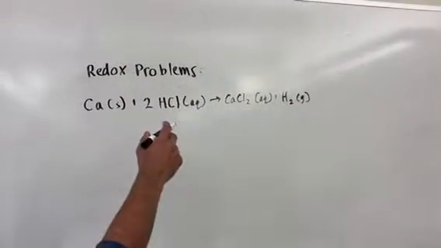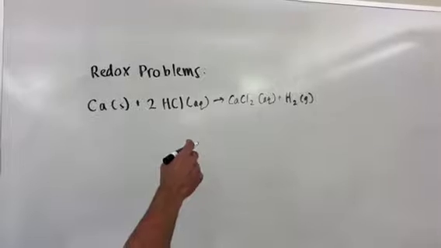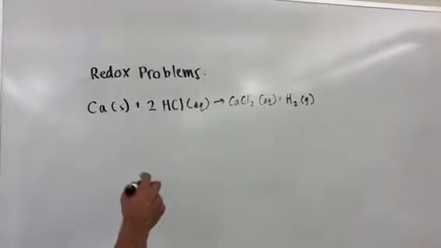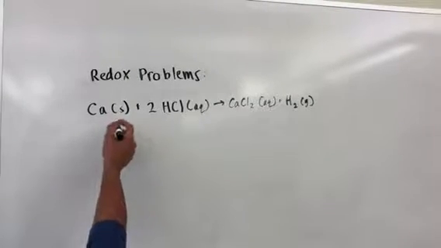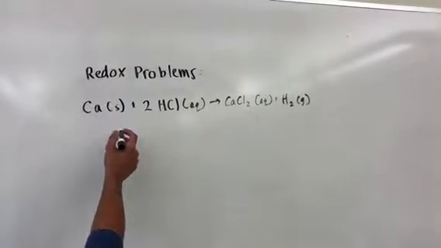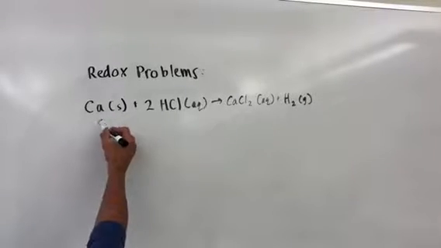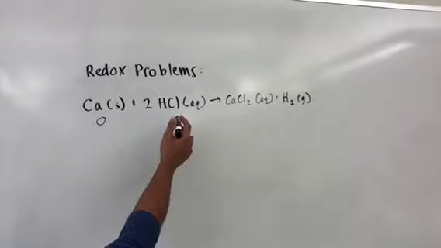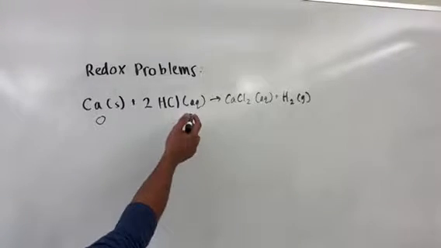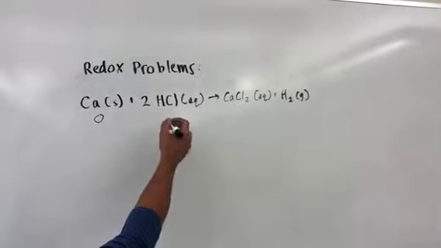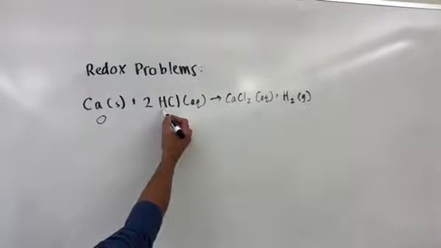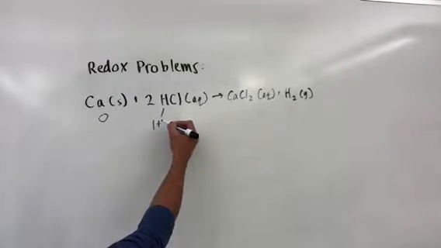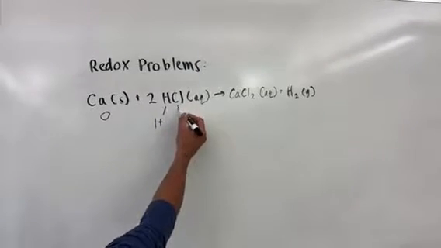So here's a classic redox problem. We're going to figure out which element is being oxidized, and which element is being reduced. Okay, so we look over here. Calcium solid is in its elemental state. That means its oxidation number will be 0. HCl, it's an aqueous solution, so it's going to dissociate. So that means the oxidation number of hydrogen is going to be +1, and the oxidation number of chlorine is going to be -1.